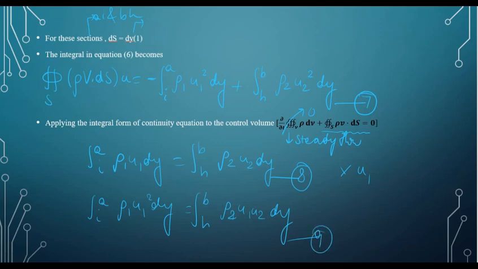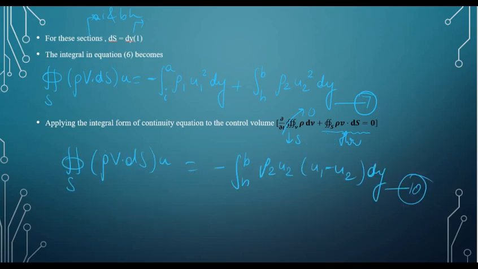So which means this term rho 1 u1 square dy is equal to rho 2 u1 u2 dy. So I can substitute this equation 9 back in equation 7. What happens when I substitute this back in equation 7? Let us have a look. So upon substitution and mathematical manipulation, this is what we get: rho v ds u.